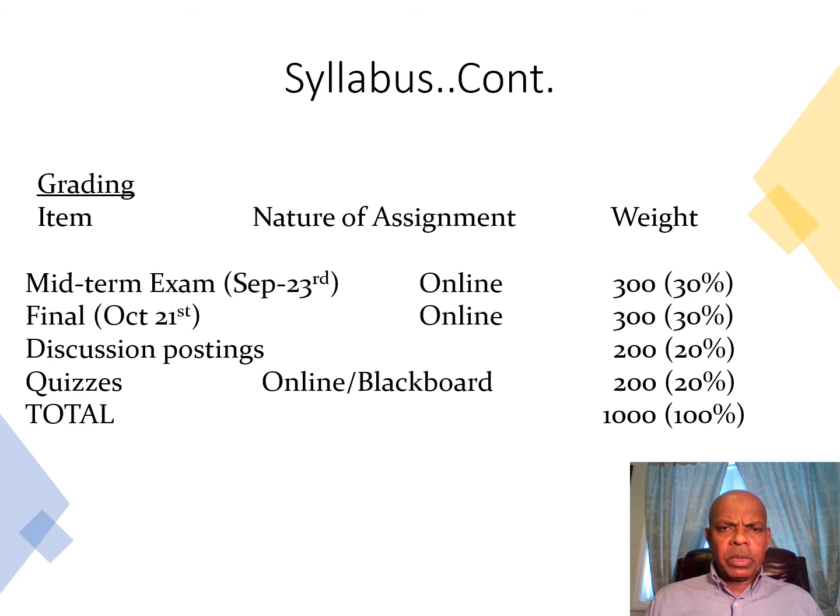Okay. The last part of the syllabus that I'm going to go over is the grading. Since it's an online type of course, the grading criteria is different from our normal in-class setting. So I've got 1,000 points total. We have two exams, midterm and final, each worth 300 points or 30% of your total grade.